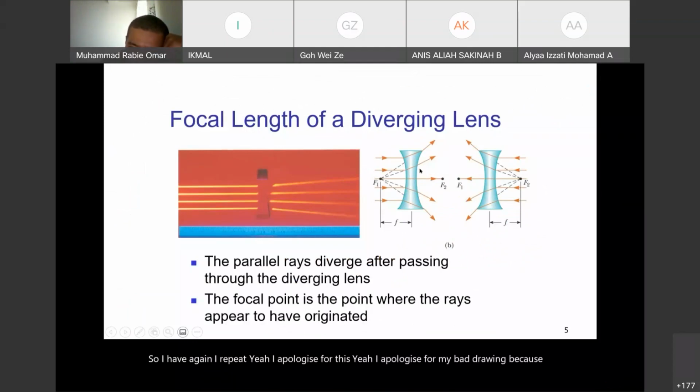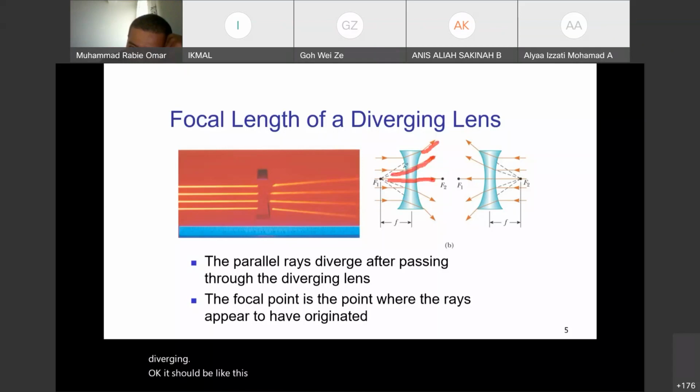Yeah, for this particular case, which is we are dealing with the concave lens, the rays will be diverged. Okay, the rays will be diverging. It should be like this, here to here, and then you need to extend the outgoing rays, and then you will be able to see that the focal point is on the left hand side.